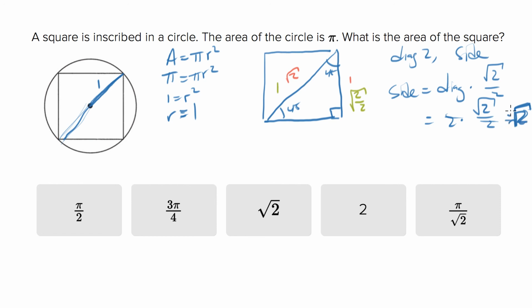What do we want? We want the area of the square. Area of the square is equal to side squared, which is equal to root 2 squared, which is equal to 2.